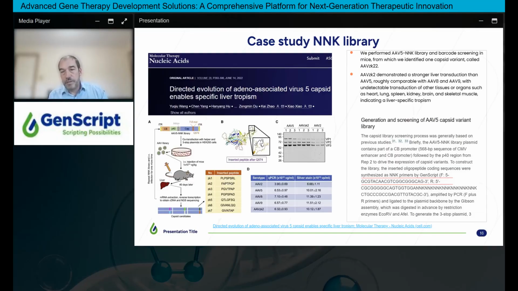This is a very quick study where a customer approached us with the need to create an NNK library for optimization of AAV5. They wanted to increase the tropism of AAV5 into the liver. We created the library for them, and they were successful in finding a clone that showed much better tropism concentration into the liver compared to the wild type, with very little concentration of the virus in other tissues like brain, kidneys, and muscle tissues.